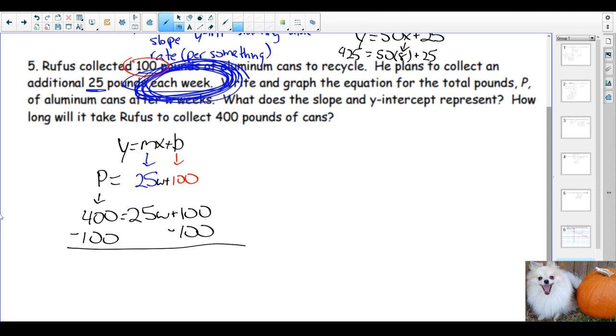Okay, remember, slope is just a number, so don't say slope is 25x. Slope is just 25. Don't try to get fancy with it. All right, so 300 equals 25w. Divide both sides by 25. So it would take him 12 weeks to get 400 pounds of cans.